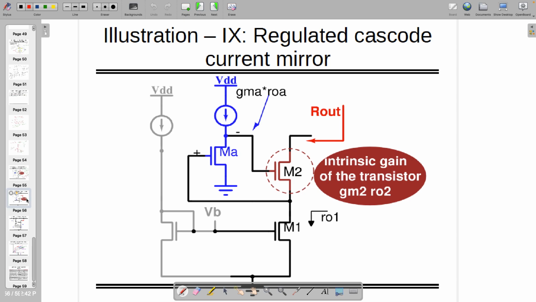Okay. By the way, this will be the circuit, right? In that case, current as load. I'm keeping this gmA roA, right?